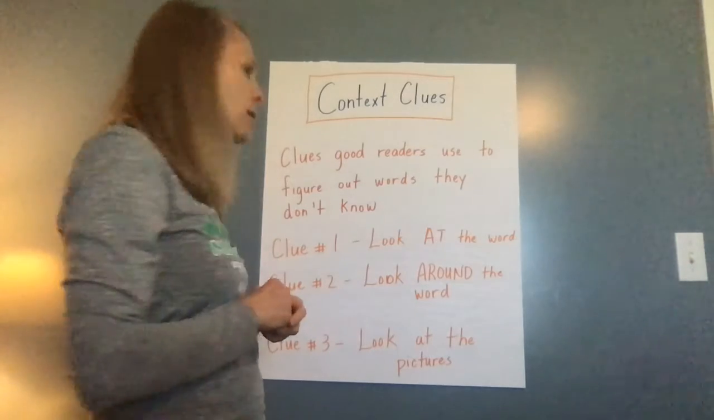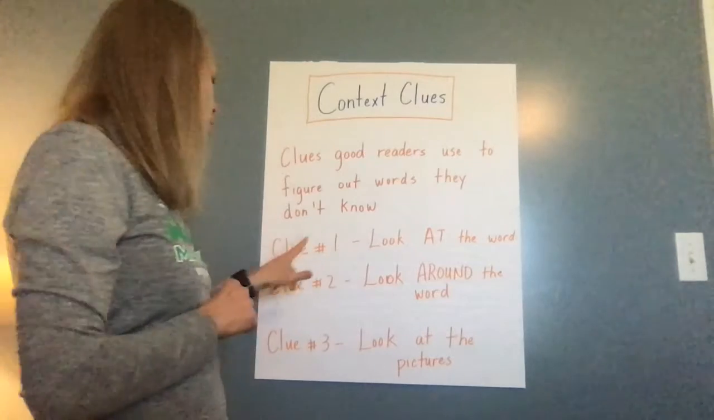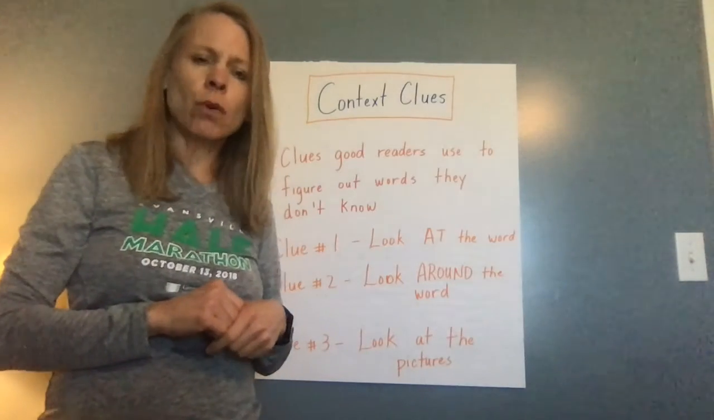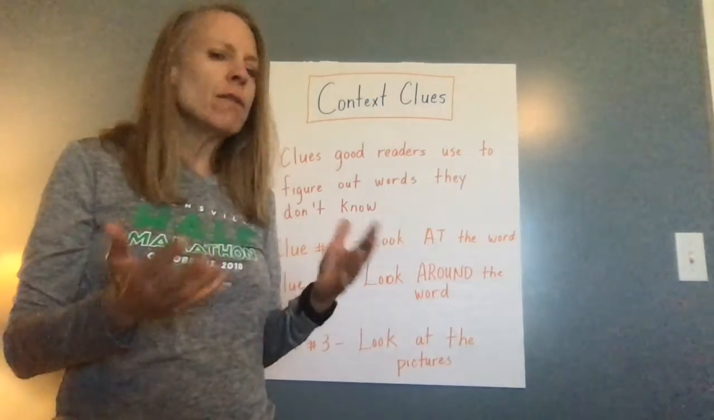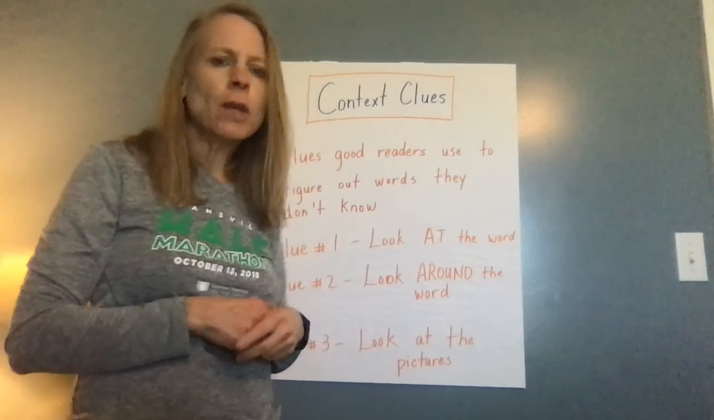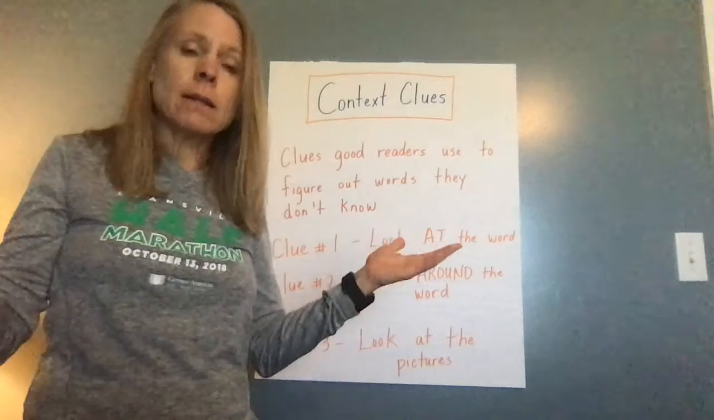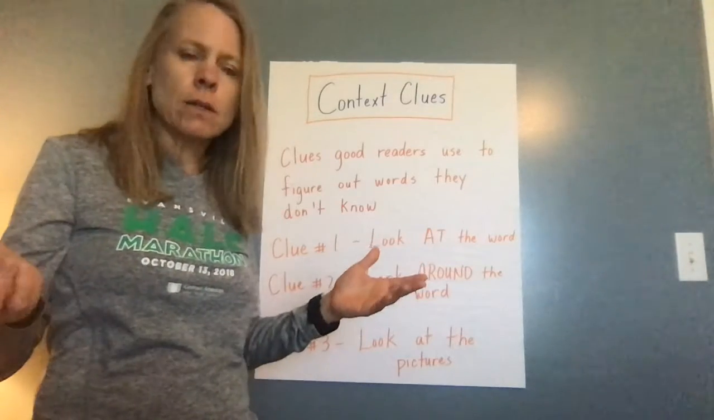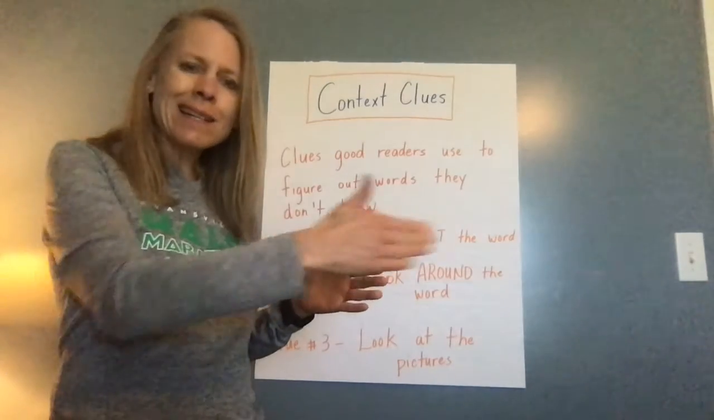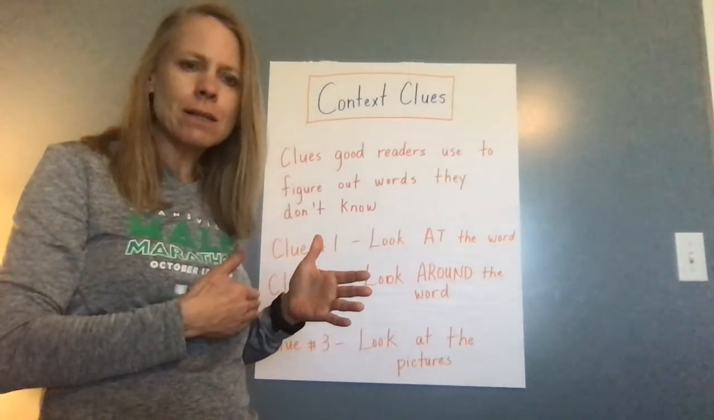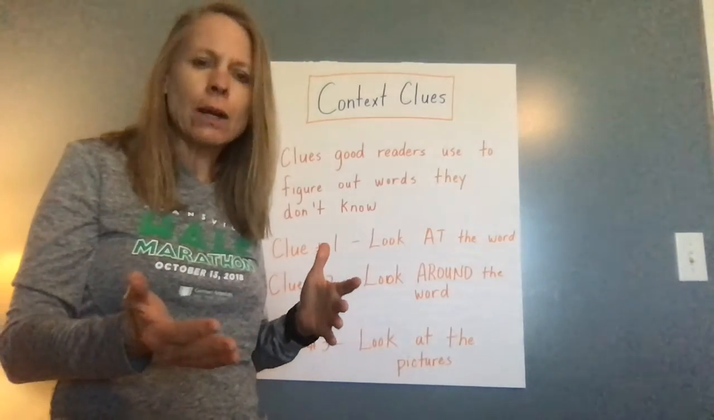Now, there are some things that you can do to help you figure out what a word is. First of all, you can look at the word. Okay, look at the word. See if it reminds you of any other words that you've read before. You can look around the word. That means look at the rest of the sentence. See what is in the sentence. How is it used in the sentence? And what do the sentences before and after it say?